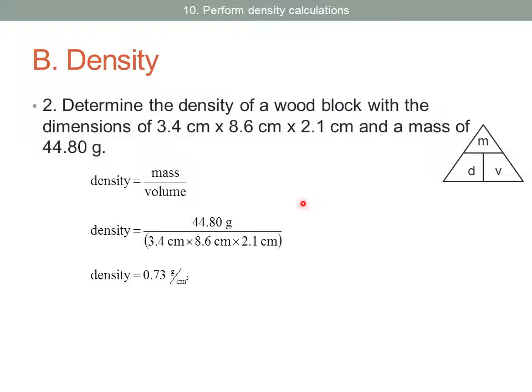Notice the units here. On top we have grams in the numerator. In the denominator, centimeters times centimeters times centimeters, that's centimeters cubed. So that's how we get the unit there.